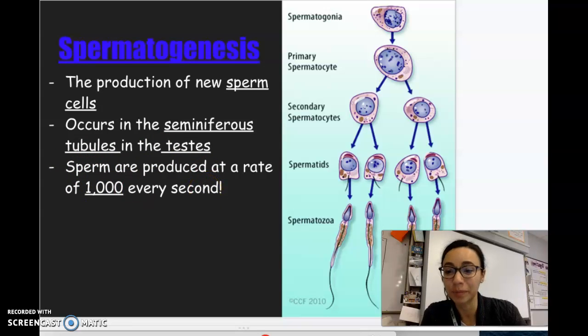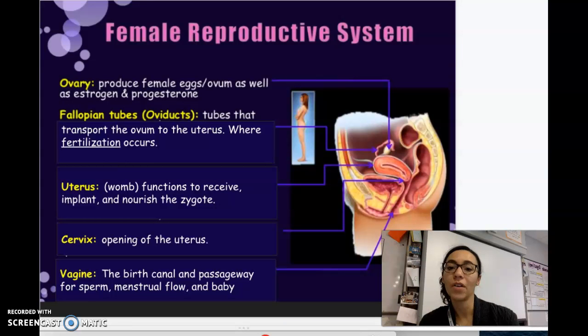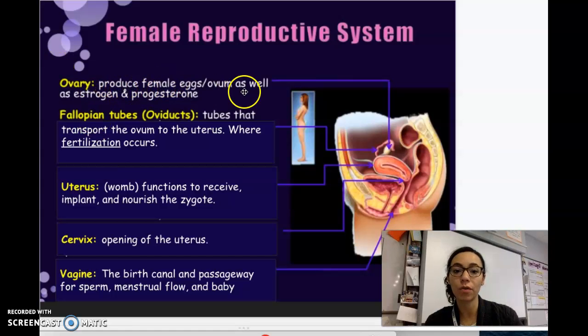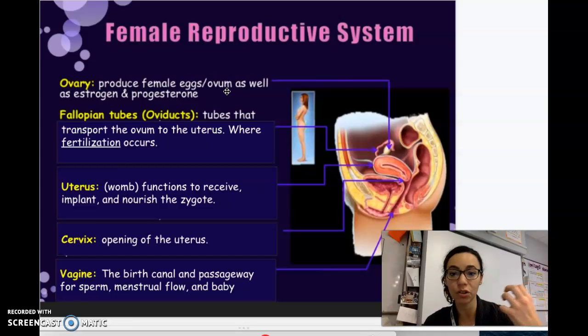Lots of sperm. All right, now let's move to the female reproductive system. We'll take a look at the female anatomy, which can get a little more complex. So we'll start with the ovary. The ovary is like the female version of the testes. That's the functional gland where the eggs are actually made and stored.